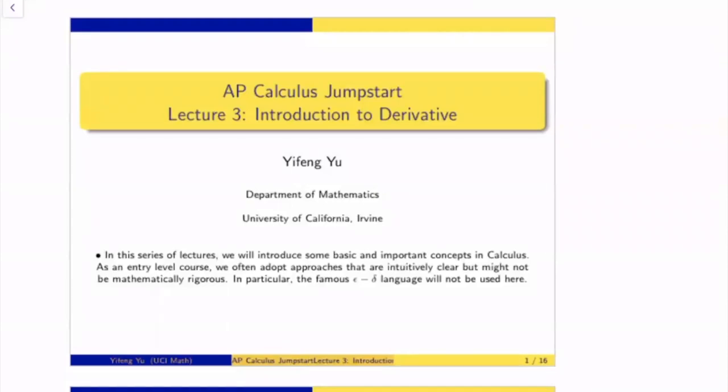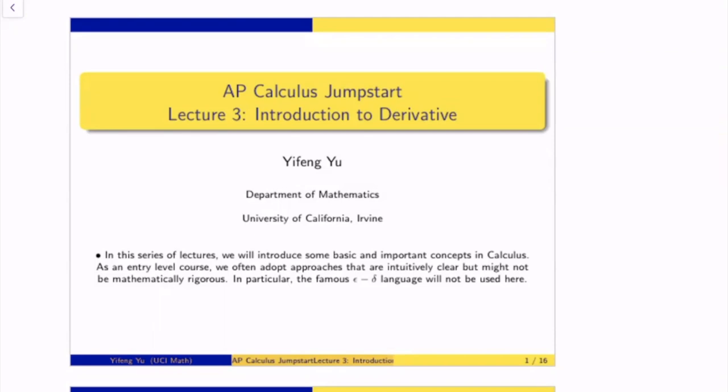In this series of lectures, we'll introduce some basic and important concepts in calculus. As an entry-level course, we often adopt approaches that are intuitively clear but might not be mathematically rigorous. In particular, we'll not use the famous epsilon-delta language. In this video, we'll introduce the concept of derivative.